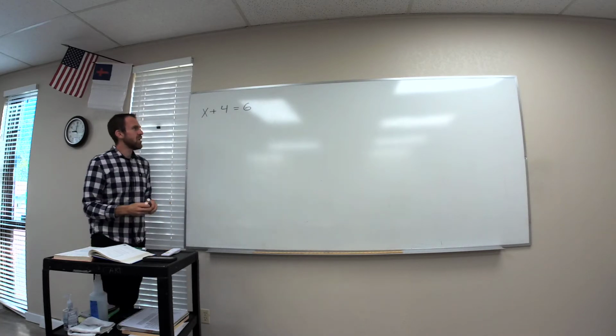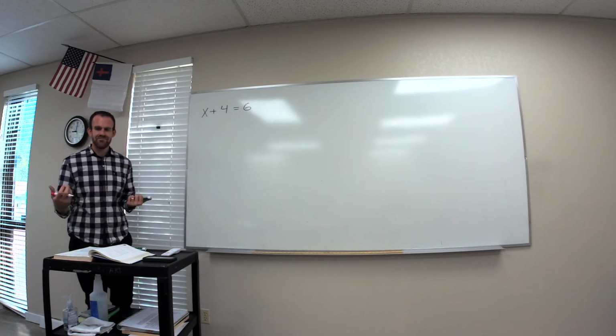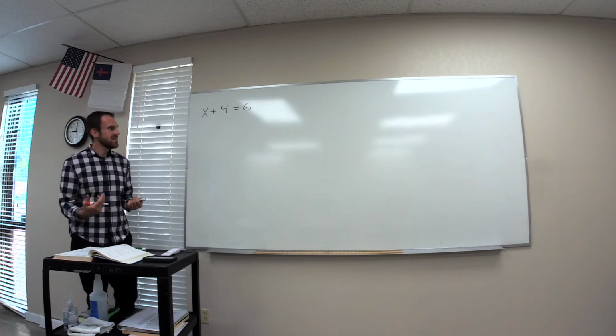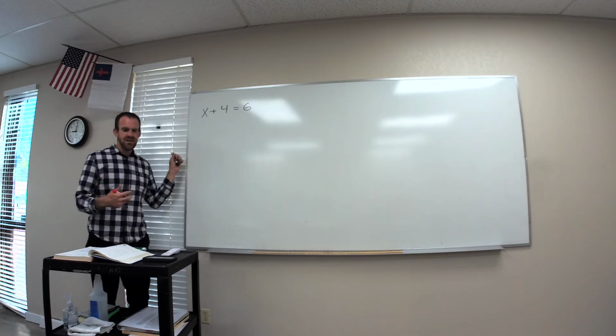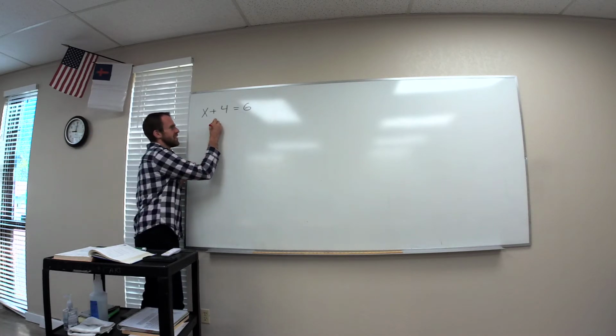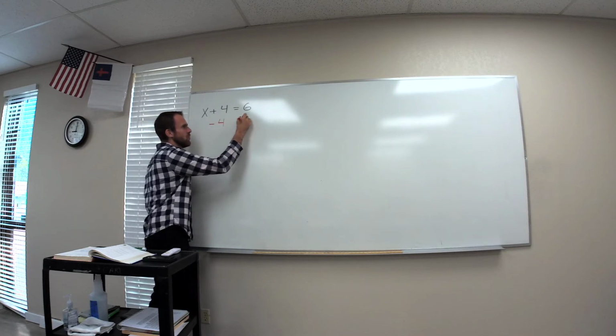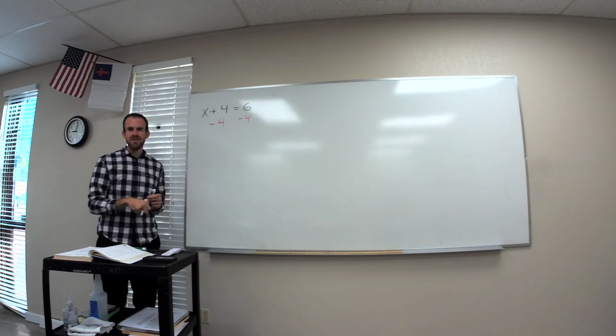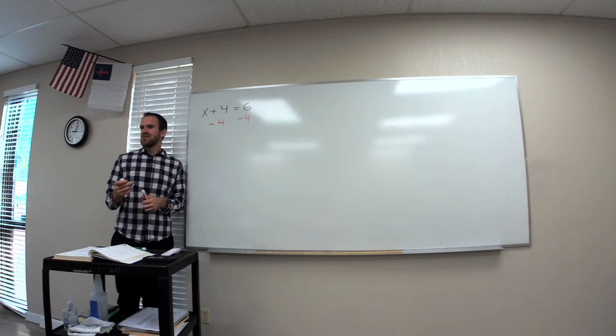So how would I solve this problem? X plus 4 equals 6. Come on, you've got this. What's the opposite of addition? Subtraction. This is not a trick. So I'm going to subtract 4 from both sides. The opposite of addition is subtraction.